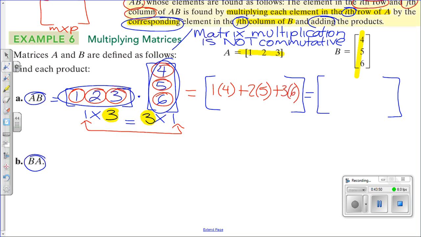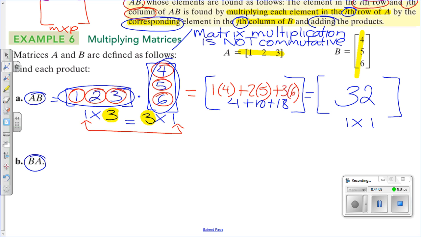So that will be 4 plus 10 plus 18. And that will equal 28 plus 4. So that is 32. And that is a 1 row by 1 column matrix.